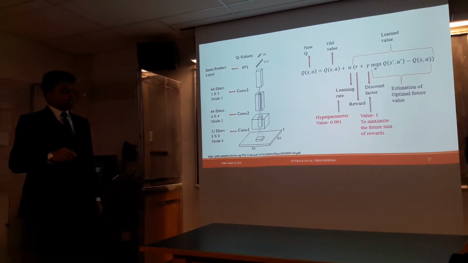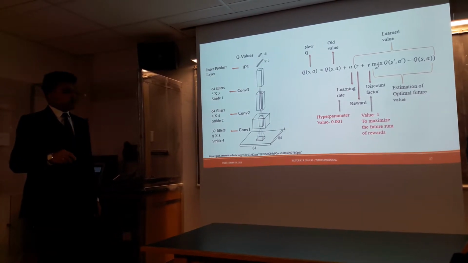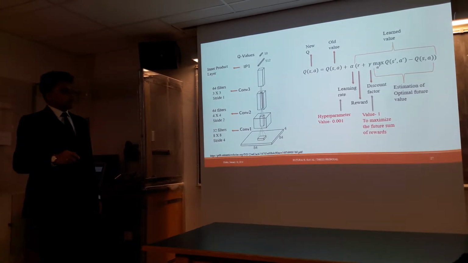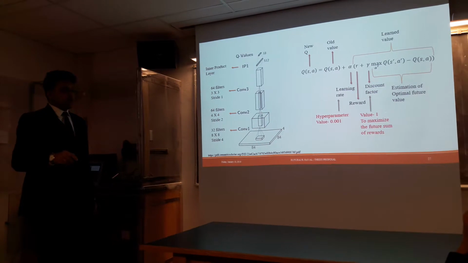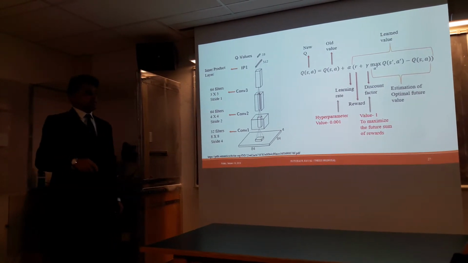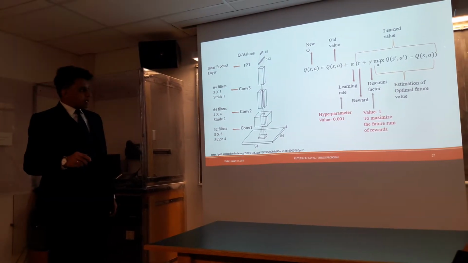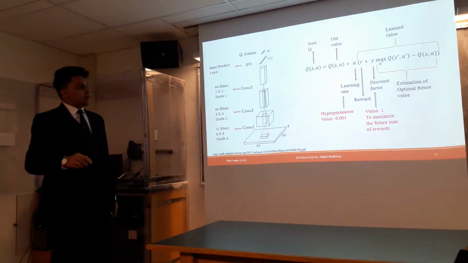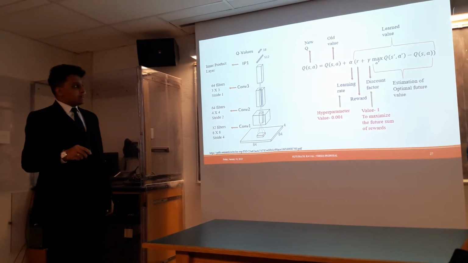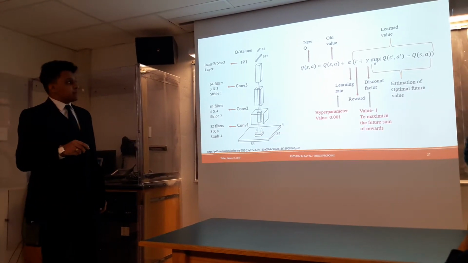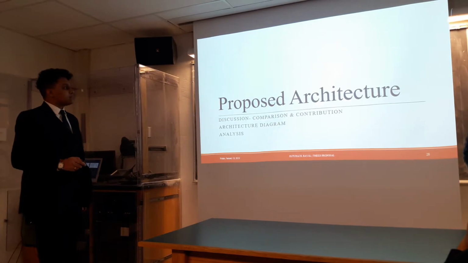Alpha stands for the learning rate. We can call it a hyperparameter. The value can be assigned as 0.001. R stands for the reward. Gamma stands for the discount factor, and the value can be assigned as 1, which helps in maximizing the future sum of rewards, as I have discussed already. This whole part is known as estimation of optimal future value, and this whole part, except the alpha, stands for the learned value, so that we can predict the new Q value.